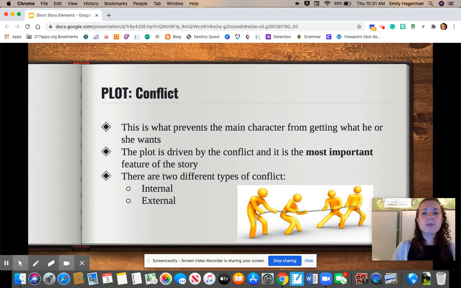Conflict. Conflict is the really key part of the plot and of the story. This is what is preventing the main character from getting what he or she wants. The plot is driven by the conflict, so it's so important. And usually the conflict is introduced with the inciting action, the inciting incident, often. Now, there are 2 types of conflict: internal and external.